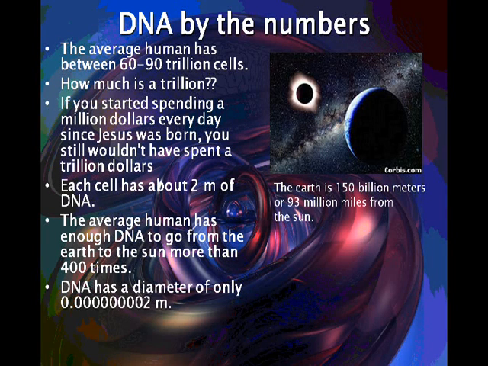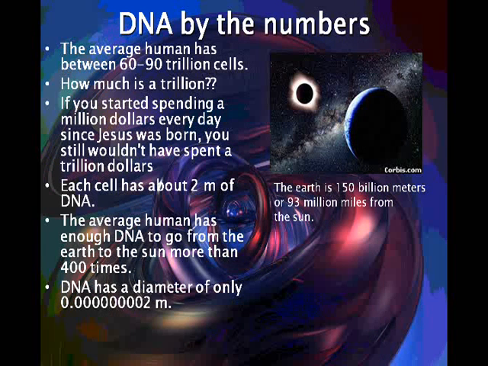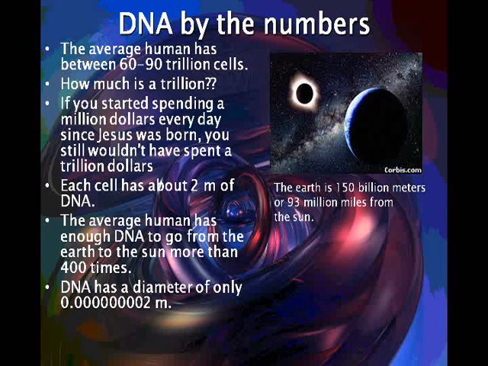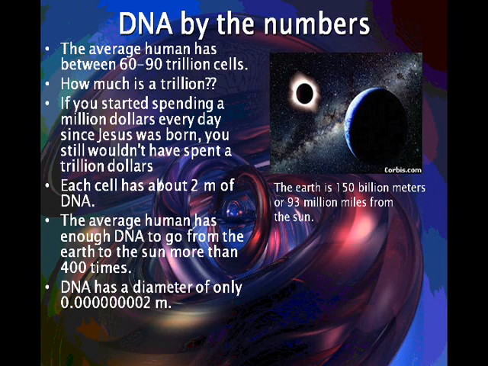Each cell contains about 2 meters of DNA. And in your 60 to 90 trillion cells, that means that your DNA can travel from the Earth to the Sun 400 times. That's a lot. That's a really long way to travel. But the diameter of your DNA is super, super, super small. 0.000000002 meters. Very, very small.